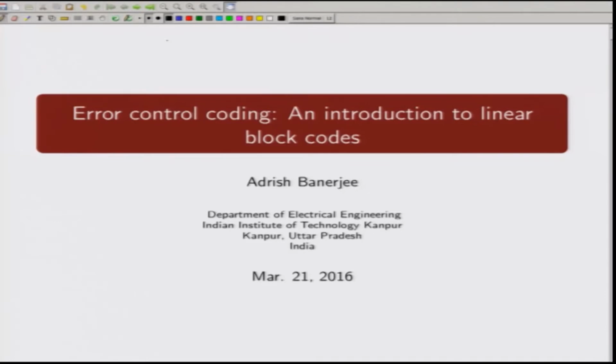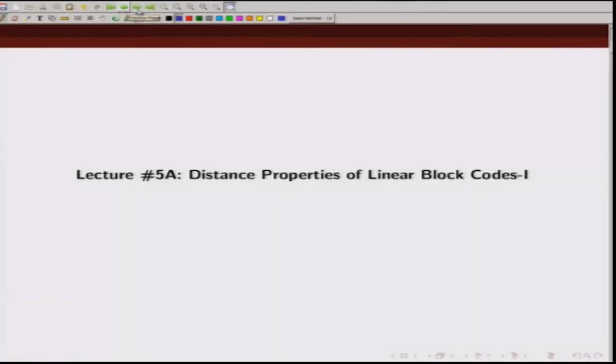Welcome to the course on error control coding and introduction to linear block codes. As we know, the error correcting and error detecting capability of error correcting codes depends on the distance profile of these codes. So today we are going to talk about the distance properties of linear block codes.